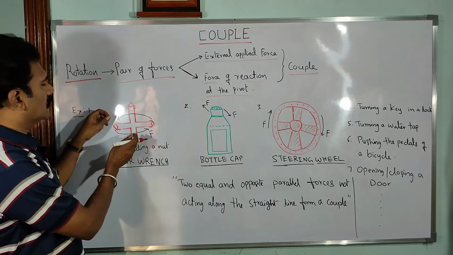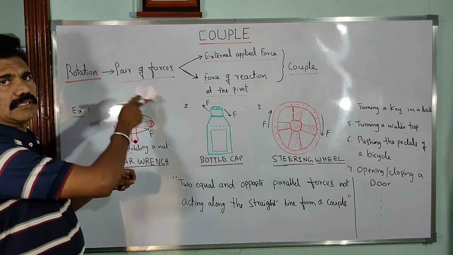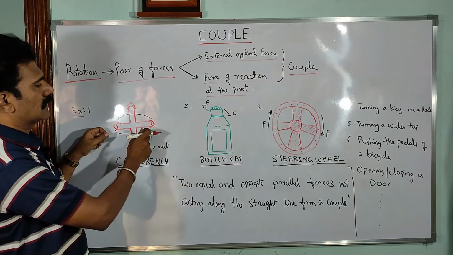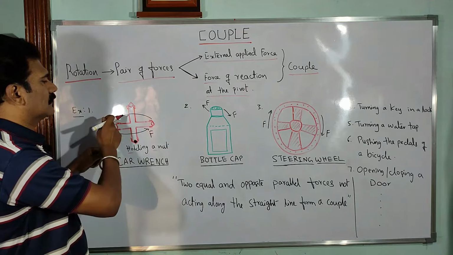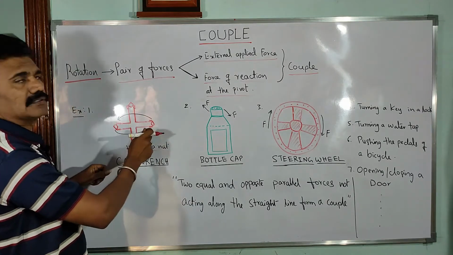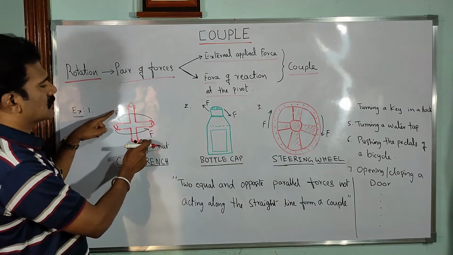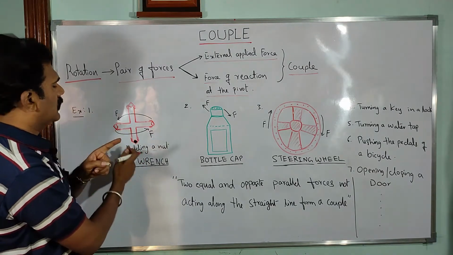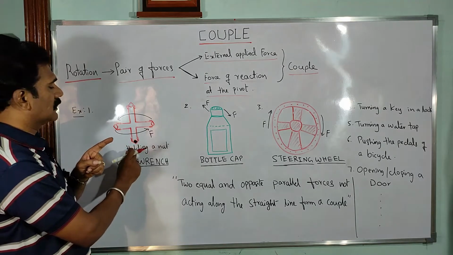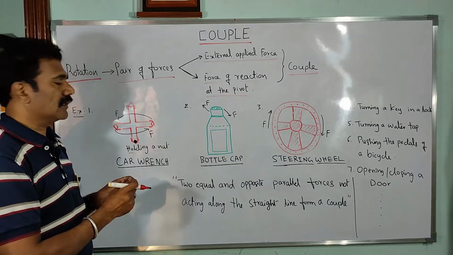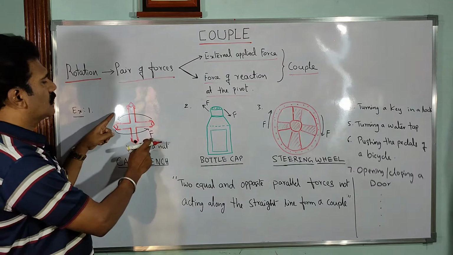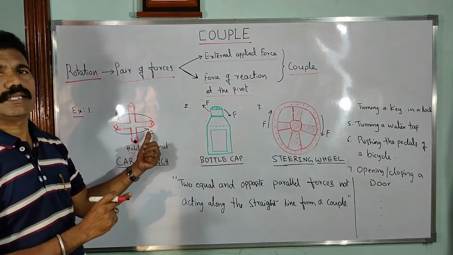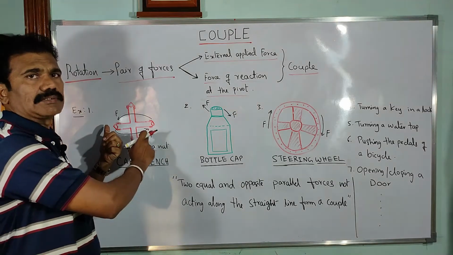To remove the nut, we need to rotate the wrench in the anti-clockwise direction, right? So we are rotating like this. This is one force in this direction, and the other force is exactly opposite to this direction. These two forces acting in opposite directions make the wrench rotate and easily remove the fixed nut in cars. These two forces form the couple: two forces equal in magnitude acting in opposite directions.